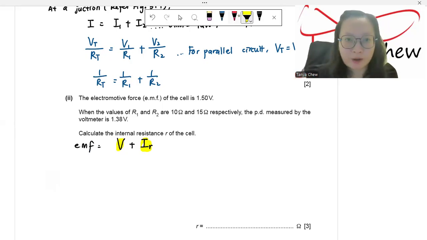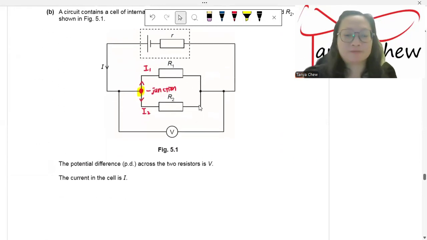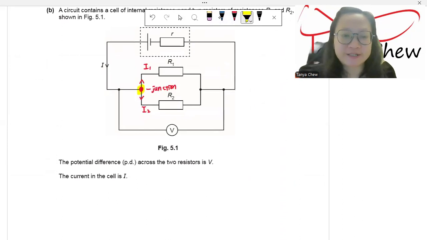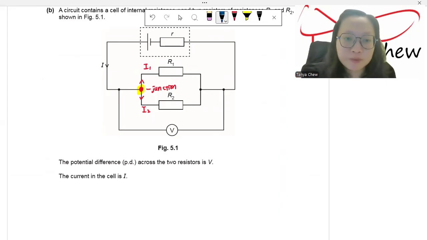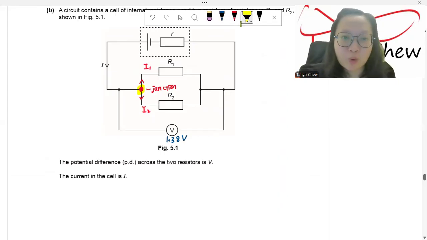So how do I go about this? Let me scroll up to this diagram so that it's easier for you to see. I'm going to label EMF given as 1.5, not important. Voltmeter reading is 1.38. That is very important. And I want you to see R1 and R2. They are being connected in parallel.